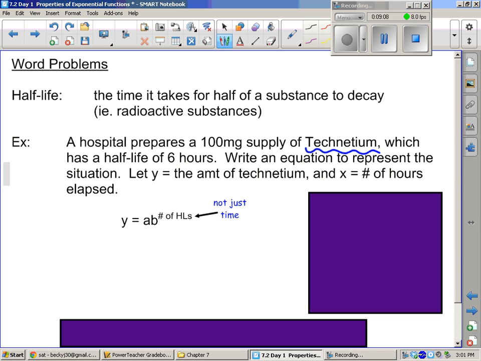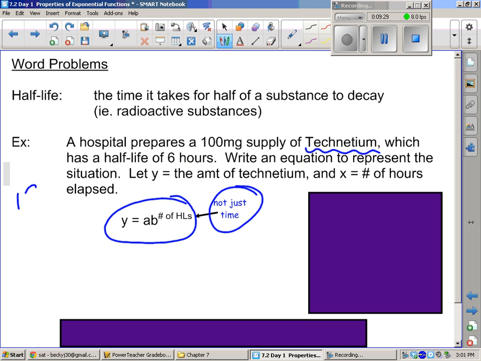Let y equal the amount of technetium and x equal the number of hours that have passed. When we're working with half-lives, we're going back to y equals a times b to the x power, but something important is the exponent there. It's not just time, it's not just hours. It's the number of half-lives. So we're not going to put a 6 in there. One half-life is 6 hours.